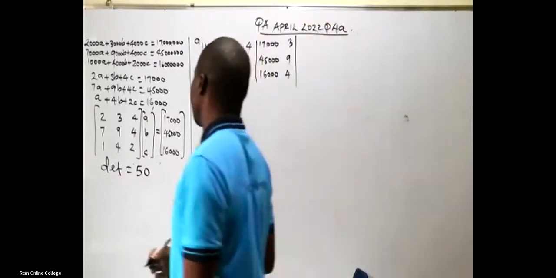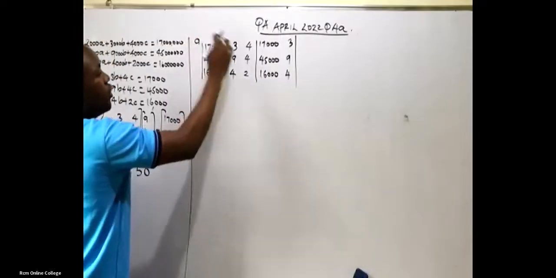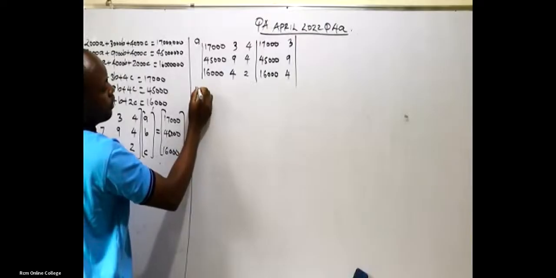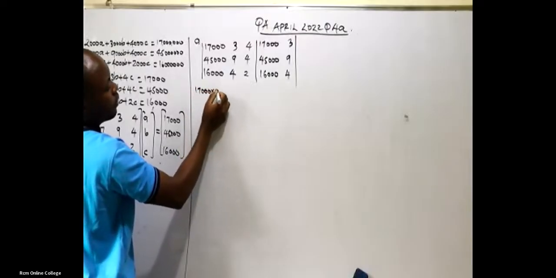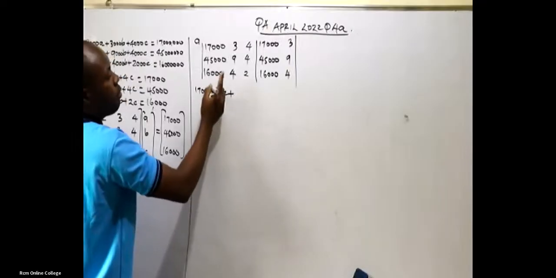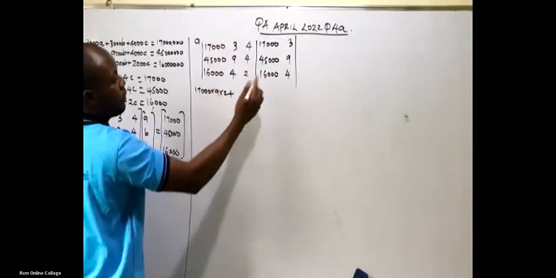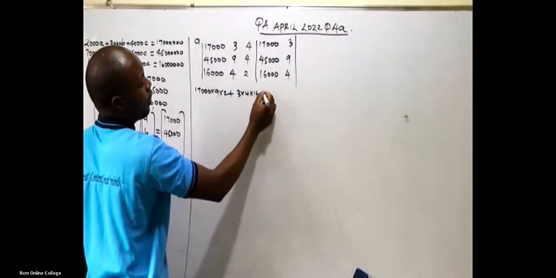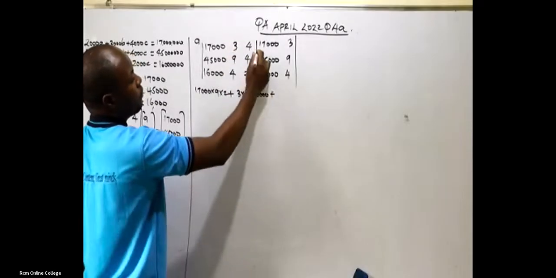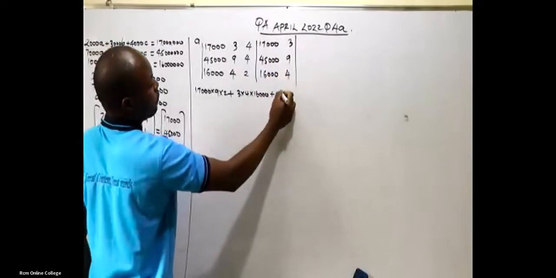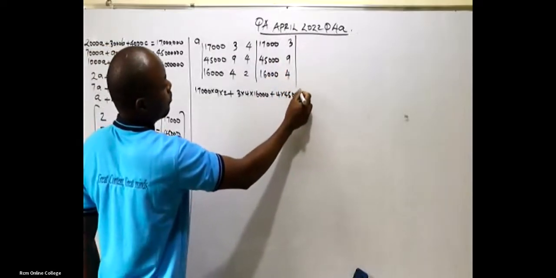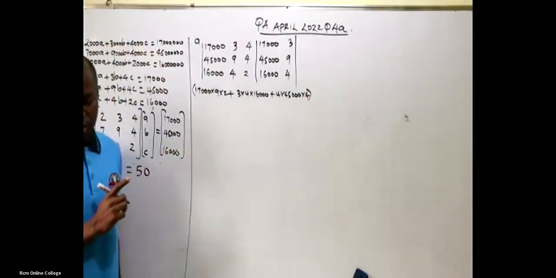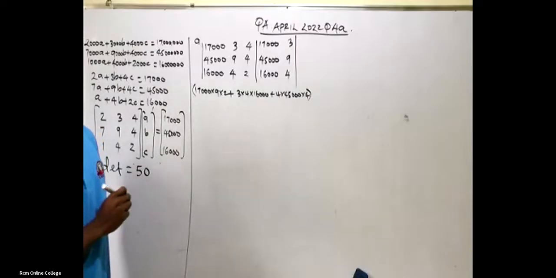That is it. So let's now come up with a figure. You do it this way. We'll take 17,000 times 9 times 2, plus 3 times 4 times 16,000, then plus 4 times 45,000 times 4. Right? So that will give us the first side of our matrix.